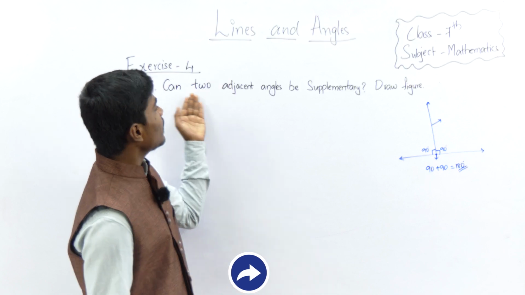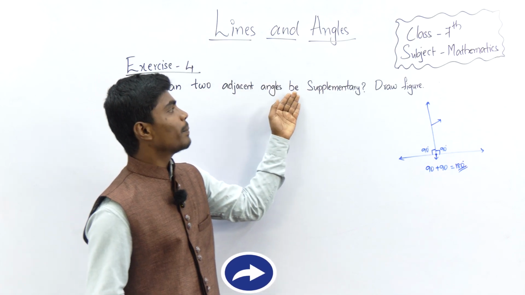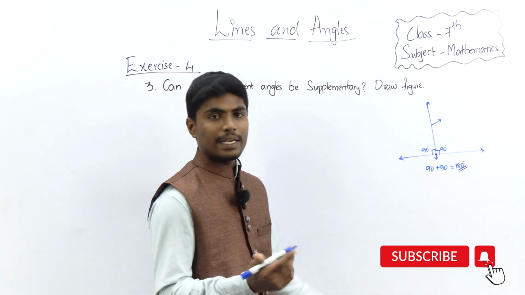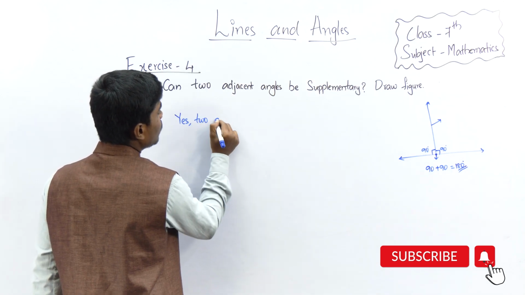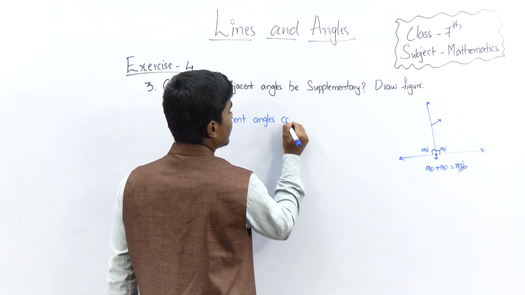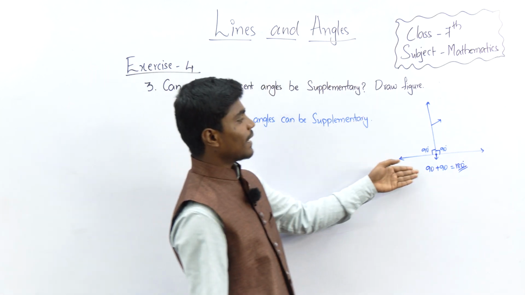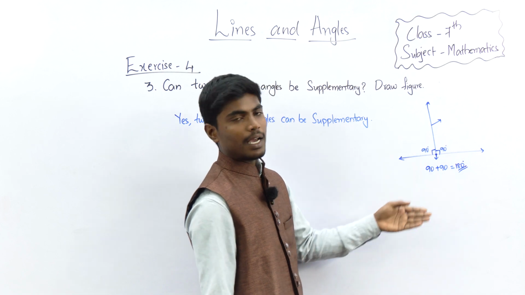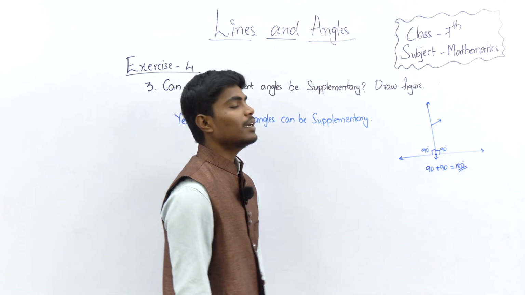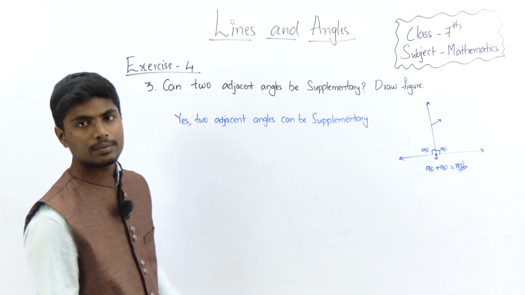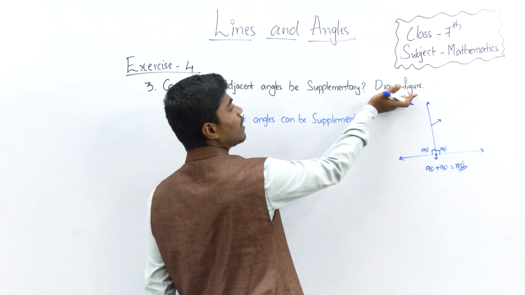So, can two adjacent angles be supplementary? Yes, two adjacent angles can be supplementary. Here two angles are supplementary and these two are adjacent angles. So yes. Here we have to draw the figure.